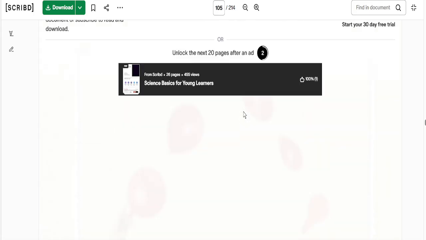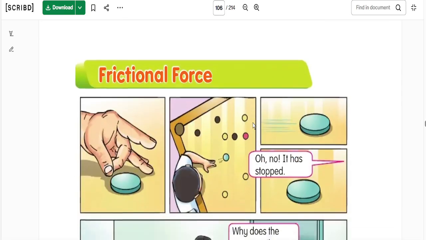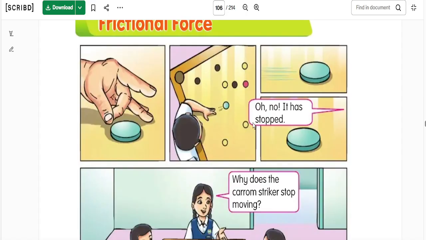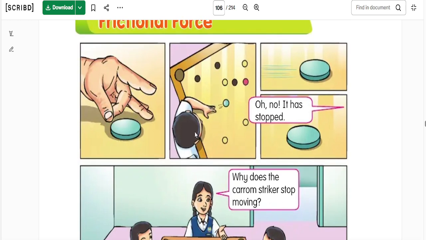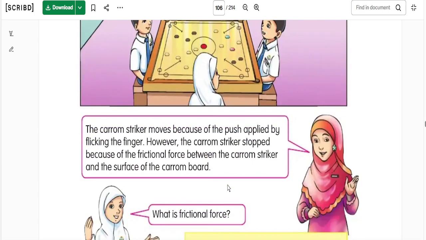Now there are different types of force. One of these is frictional force. In this activity they are playing carom board. This guy is flicking it and he says, oh no, it has stopped. Why does the carom striker stop moving? They move because we are pushing them by flicking the finger, but the carom striker stops because of frictional force.